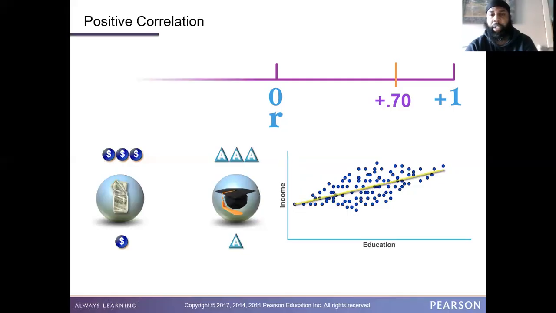Here, they're still pretty tightly around the line. There's no points that are way over here or anything. So we could say it's still a pretty strong relationship. Overall, for most people, they've experienced a higher level of income as a result of having a higher quality education. So it's strongly positive.